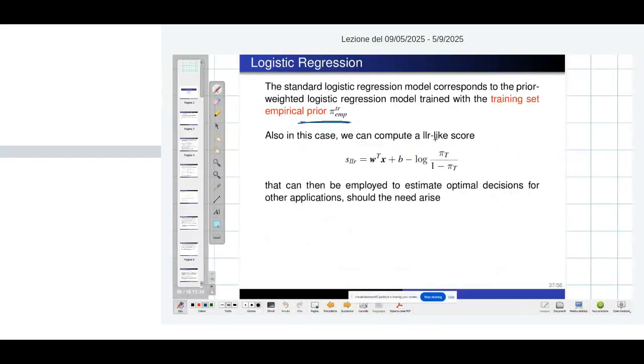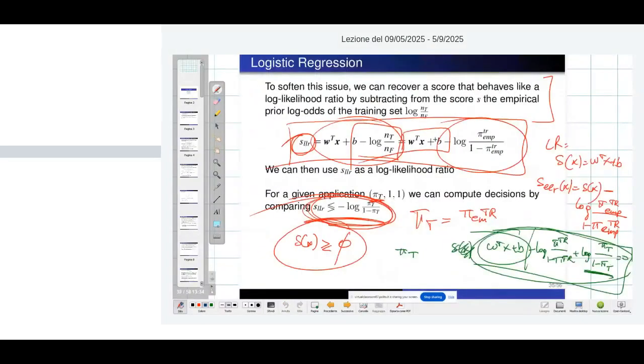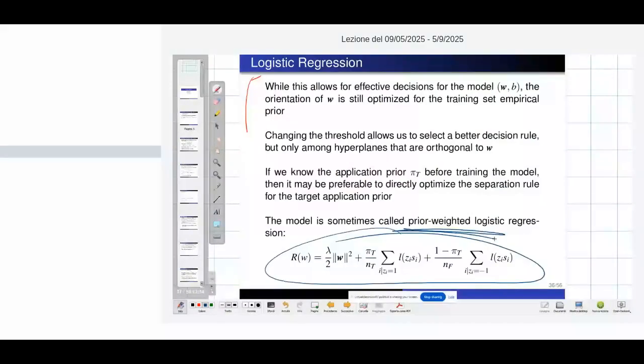How can we do this? We can do it with a model that is here. No, it's before, yes, it's here. This is called prior weighted logistic regression, where essentially what we did is we split the contribution to the loss of the two classes, and then the contribution of each sample is reweighted in a way that the overall contributions of the samples of class 1 will be the same as if we had a number of samples that is proportional to pi t, while the contribution of the samples from class 0 will be the same as if we had a number of samples that was proportional to one minus pi t.